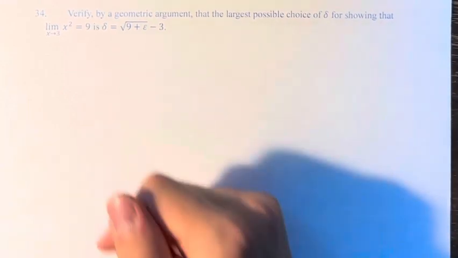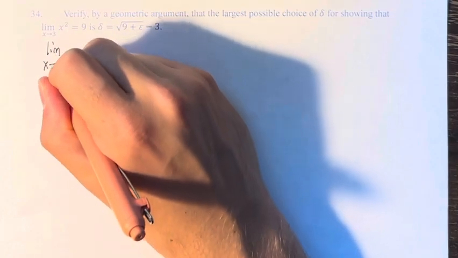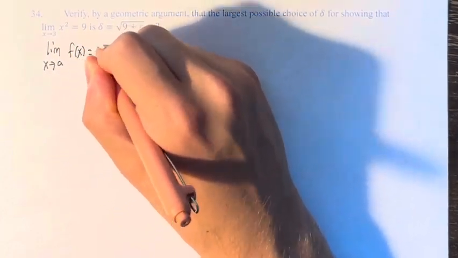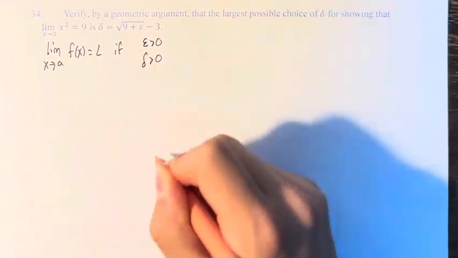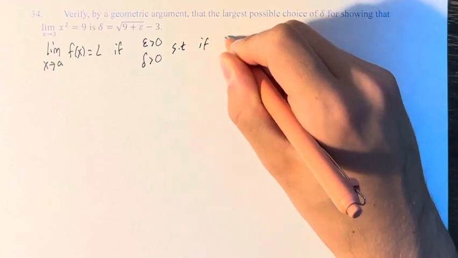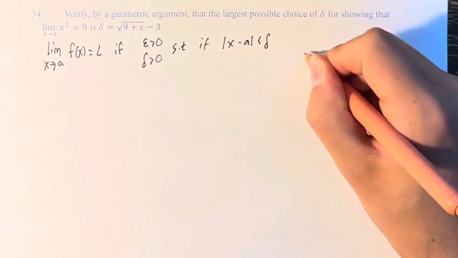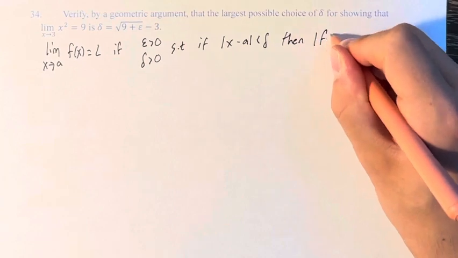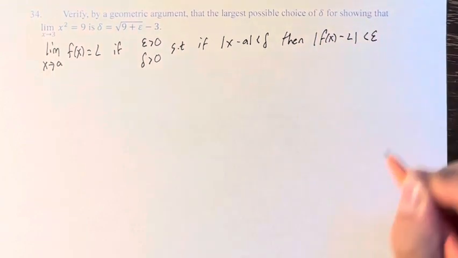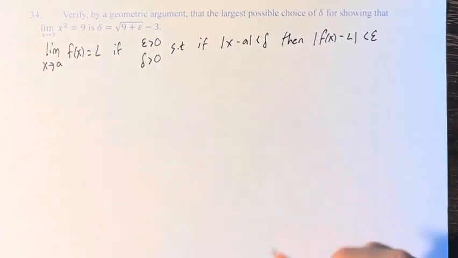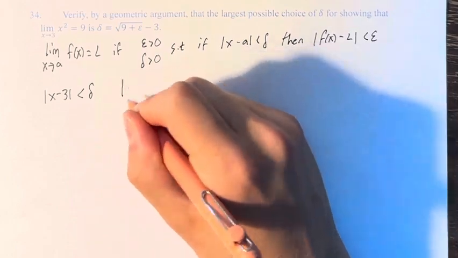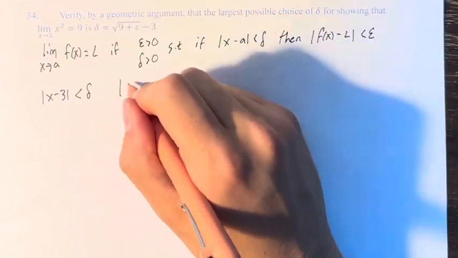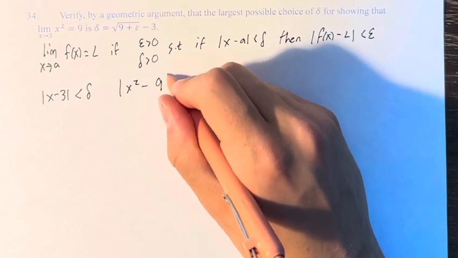So the way that we're going to do this is first to write out the precise definition of a limit, which states that the limit as x approaches a of f of x equals L if for every epsilon greater than 0, there's a delta greater than 0 such that if the absolute value of x minus a is less than delta, then the absolute value of f of x minus L is less than epsilon. Plugging in the values for this particular problem, this is saying if the absolute value of x minus 3 is less than delta, then the absolute value of x squared minus 9 is less than epsilon.